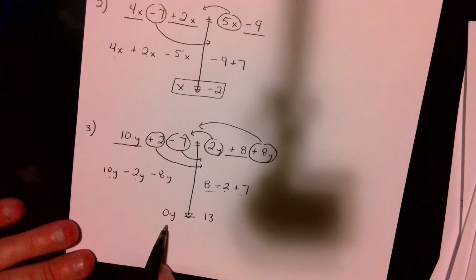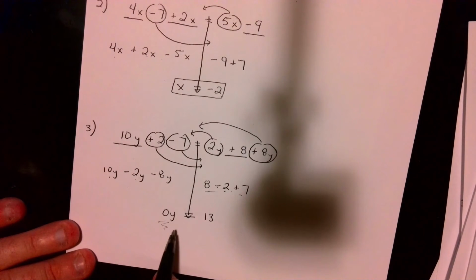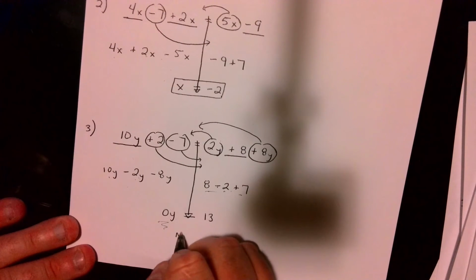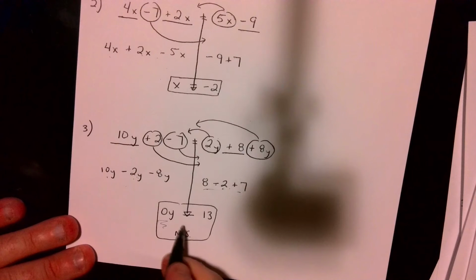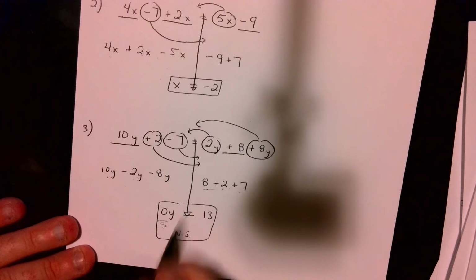Alright, so once again we have this zero variable, we can't have this. So think back to the last lesson. What should our answer be? If we get zero variable equals a number, it is no solution. There is nothing that we can put into this problem that will make this problem true. There is no answer to this equation.